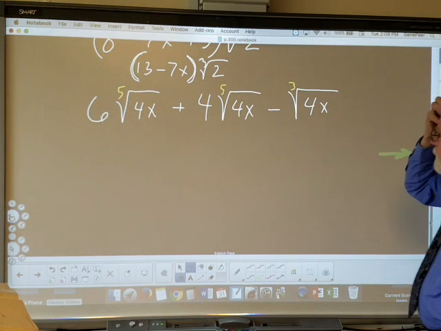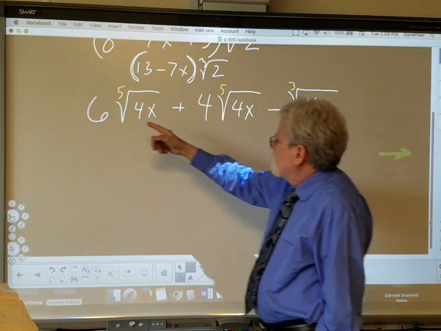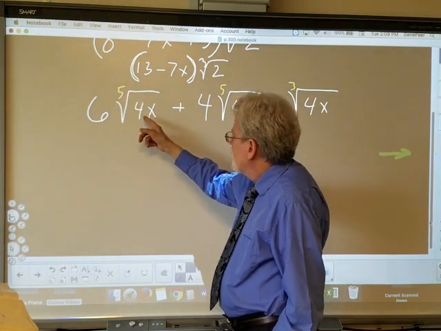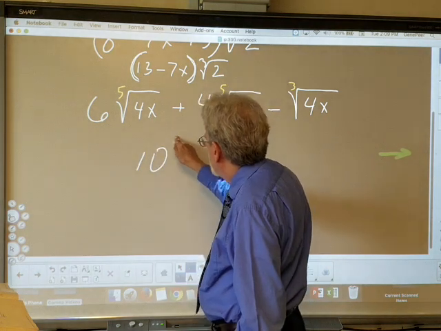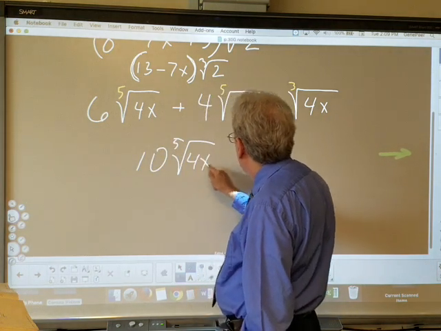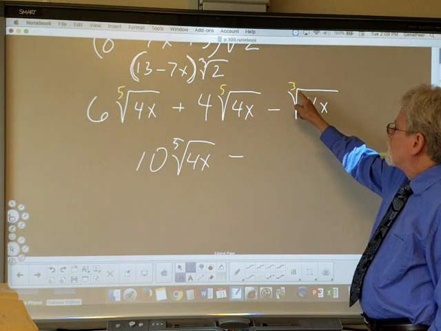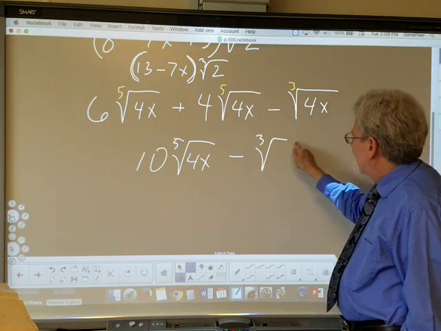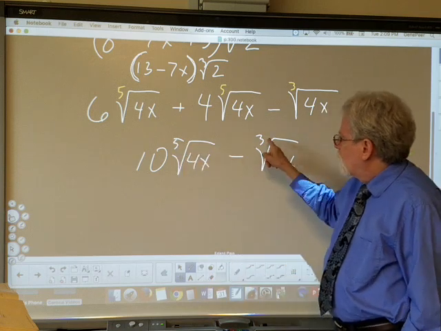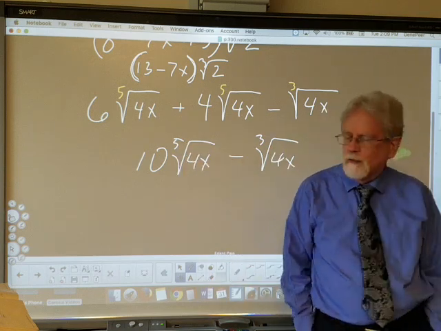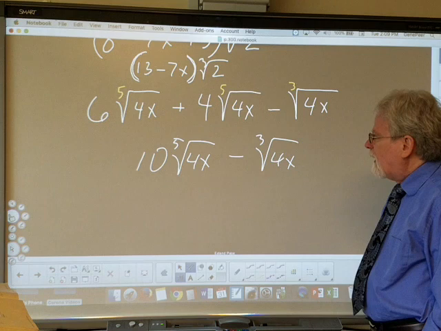This next example here. Let's see, what have we got going this time? We've got 6 fifth root of 4x plus 4 more fifth root of 4x. That would be 10 fifth root of 4x. But then we're going to subtract the third root of 4x. Guess what, folks? These are not like radicals. Fifth roots and third roots, you cannot put those together. Don't even think about it.